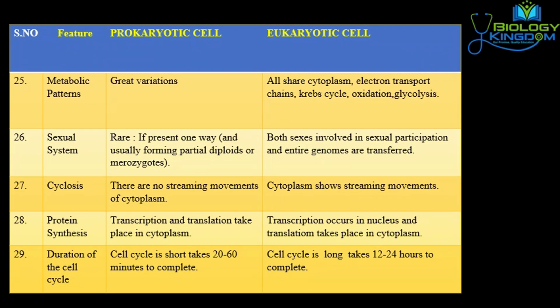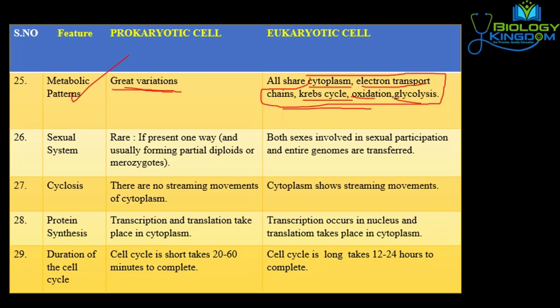Moving on to the metabolic patterns, in prokaryotic cells there are great variations, but in eukaryotic cells we have all these plant cycles, C3 cycle, C4 cycle, occurring in the cytoplasm, electron transport chain, Krebs cycle, oxidation, glycolysis, several kinds of metabolic patterns found in the eukaryotic cell. But in the prokaryotic cell we cannot find those kinds of patterns.